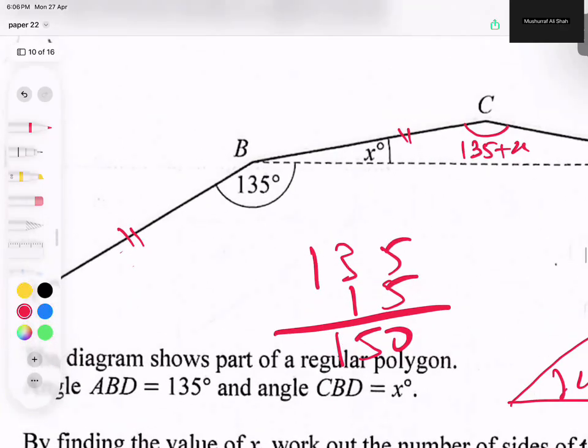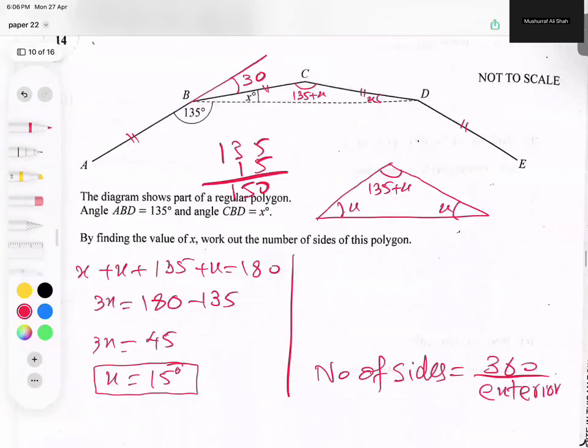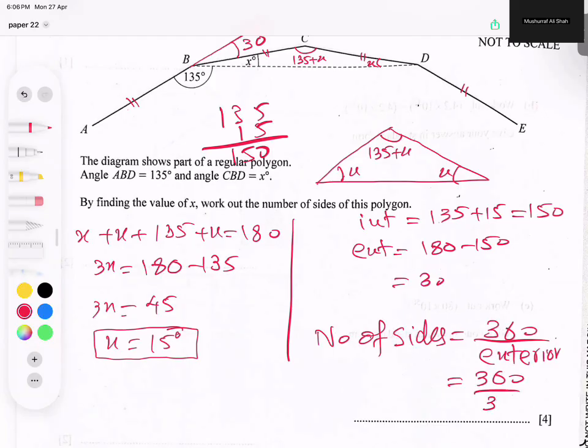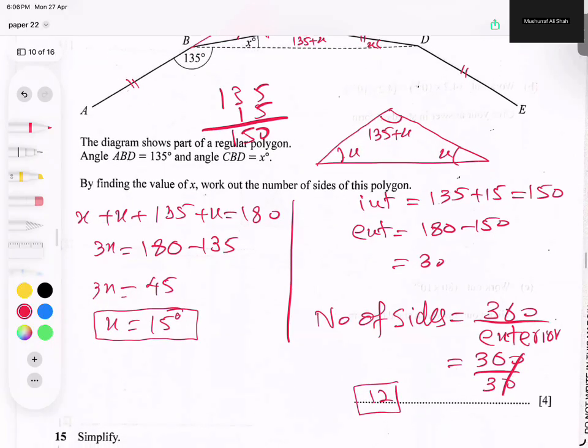It means if I extend further, this is 150. So what is the exterior angle? This one, so out of 180 subtract 150, we got only 30. So I'm doing full working here. The interior angle is 135 plus 15, giving us 150, and the exterior angle is 180 minus 150. We are getting 30, and I'm going to put it down. So the zero cancels, and we get 12 as the number of sides. I hope the concept of the question is clear.